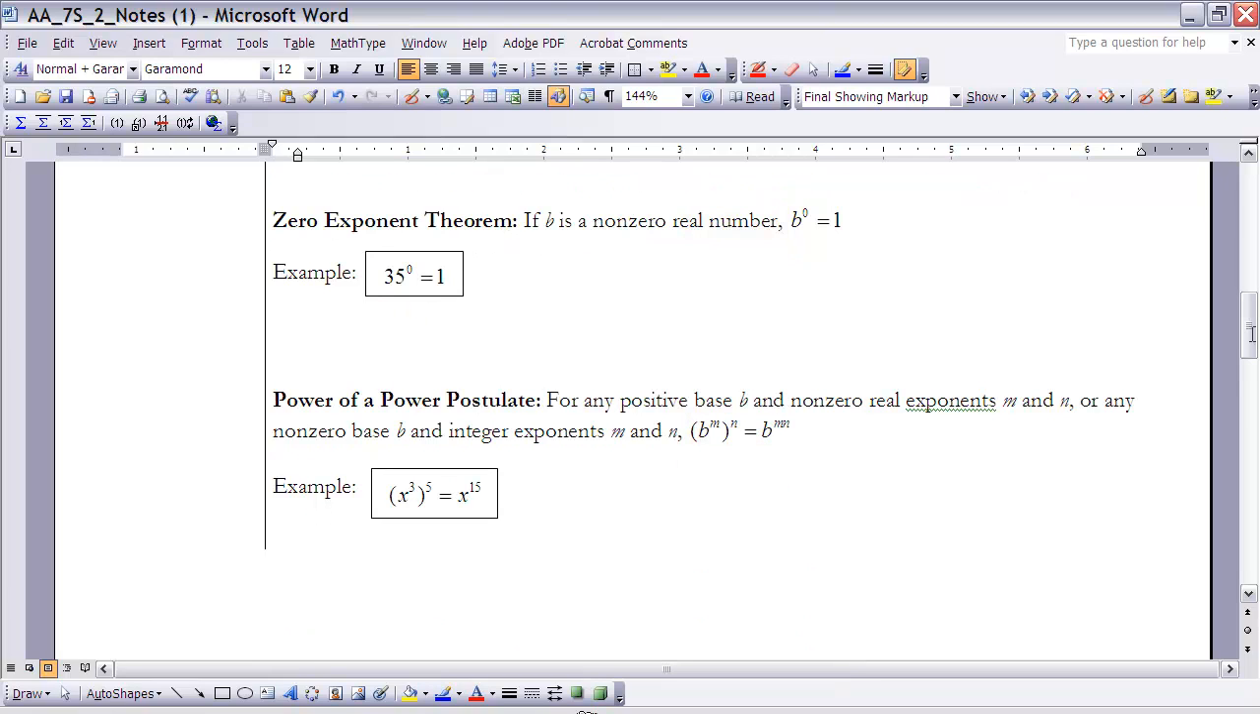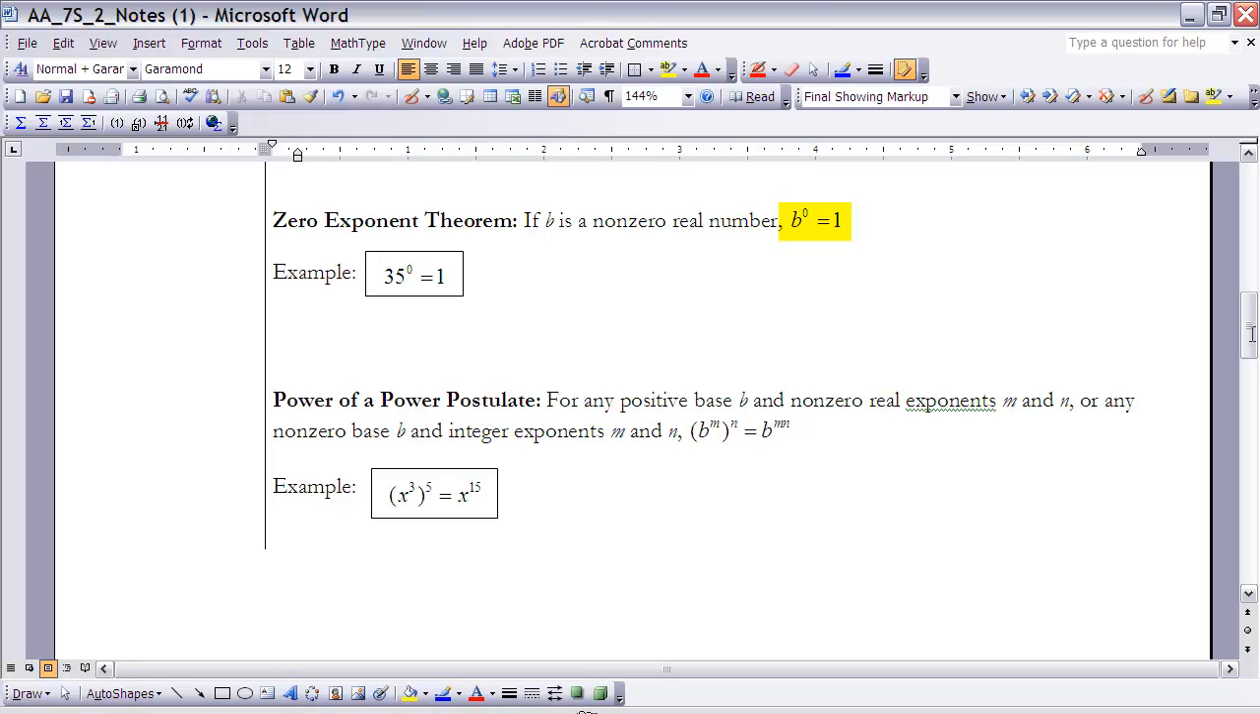The zero exponent theorem just says that if I take any number, it doesn't matter what it is, as long as it's non-zero, we can't take 0 to the 0, but any other real number and I raise it to the 0 power, that value will always be equal to 1. And we'll take a look at that in class in terms of why that is. But any number raised to the 0 power is always 1.